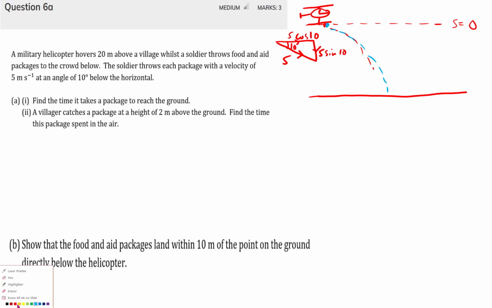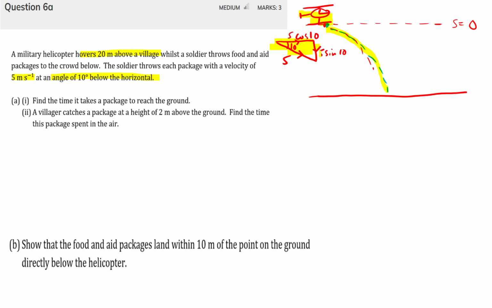Now we can do that. Okay, let's have a read of that question. Got a military helicopter 20 meters above the village. So I'm going to say S starts at zero here. This is the helicopter, and this is it dropping the food parcels to the village of people. It says it's thrown with a velocity of 5 meters per second at an angle of 10 degrees below the horizontal, which is highlighted by this picture here.